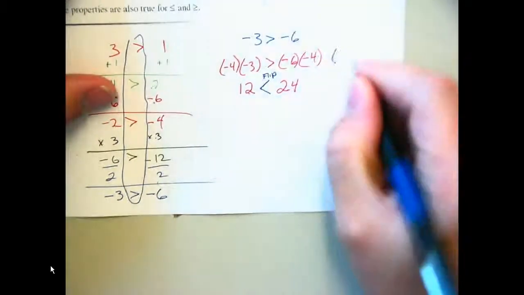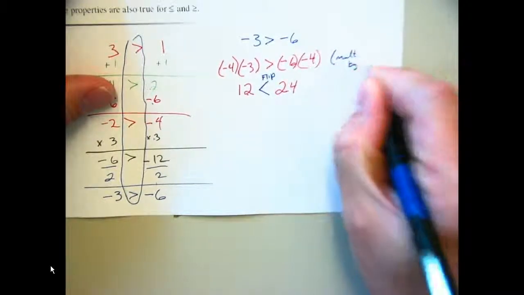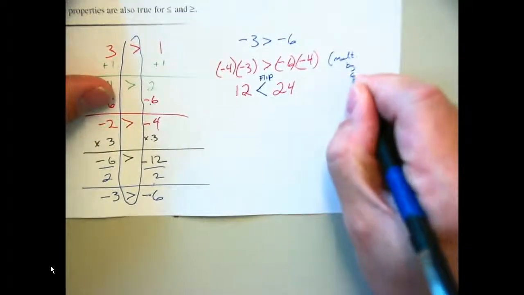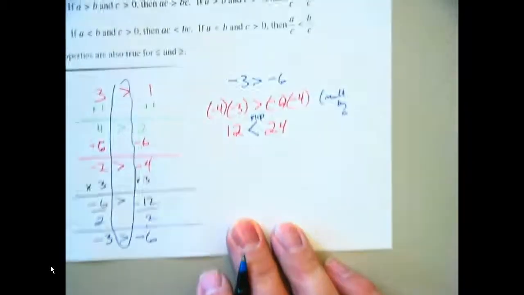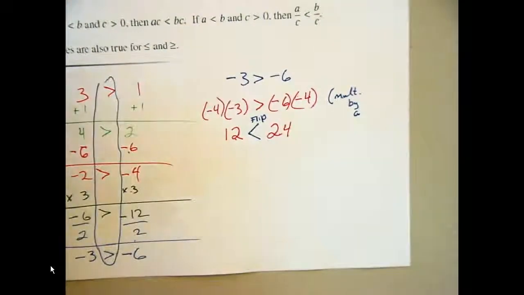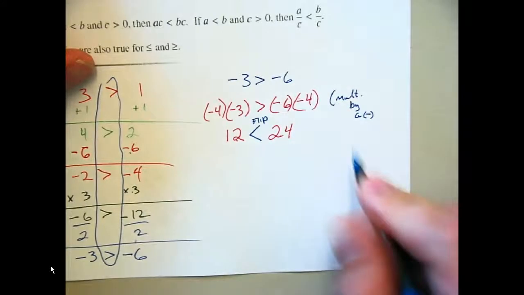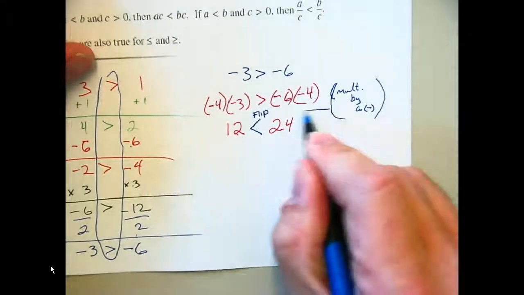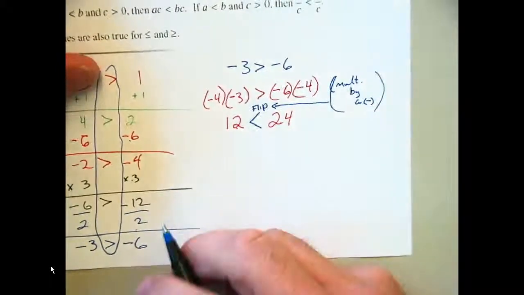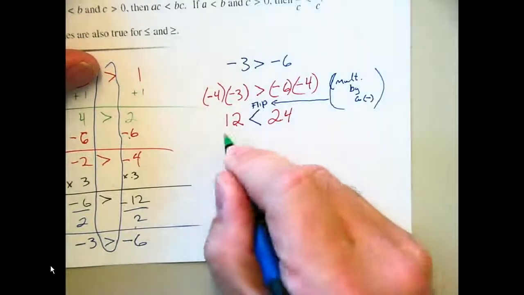So here, when I multiplied by what type of number? A negative number, it caused me to flip my sign. Multiply by a negative, you've got to flip it. Okay? Let's go ahead and divide. Let's try dividing by a negative.